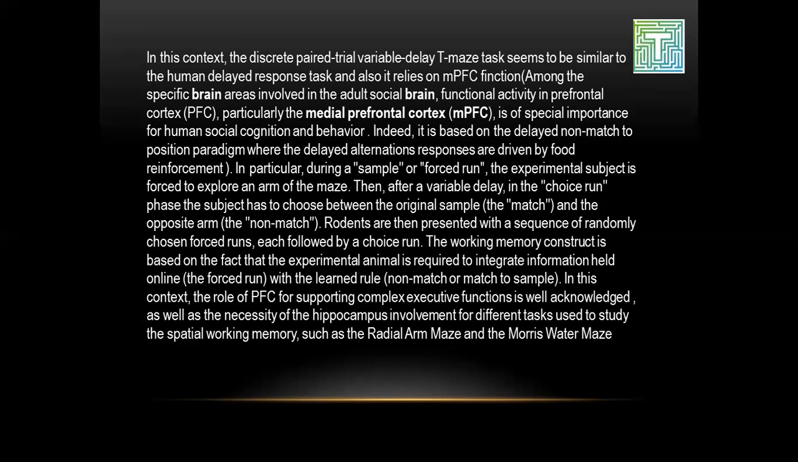In particular, during a sample or forced run, the experimental subject is forced to explore an arm of the maze. Then, after a variable delay in the choice run phase, the subject has to choose between the original sample arm and the opposite arm. Rodents are then presented with a sequence of randomly chosen forced runs, each followed by a choice run. Furthermore, I'll be explaining in the experiment how the rodent chooses the choice run or a forced run. The necessity of hippocampal involvement is also acknowledged for different tasks used to study spatial working memory.